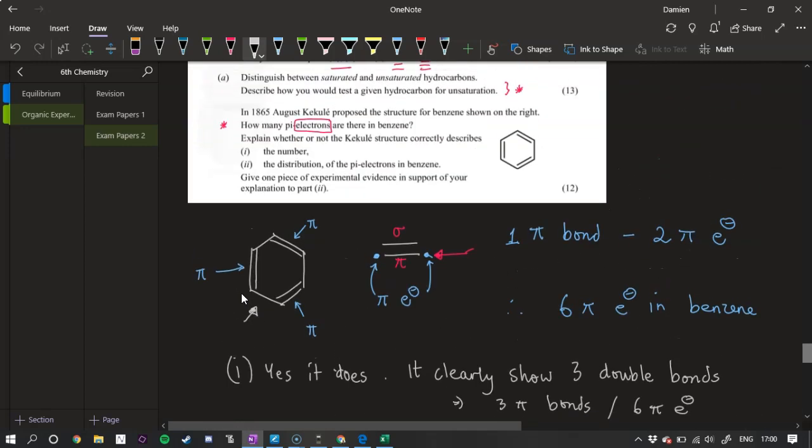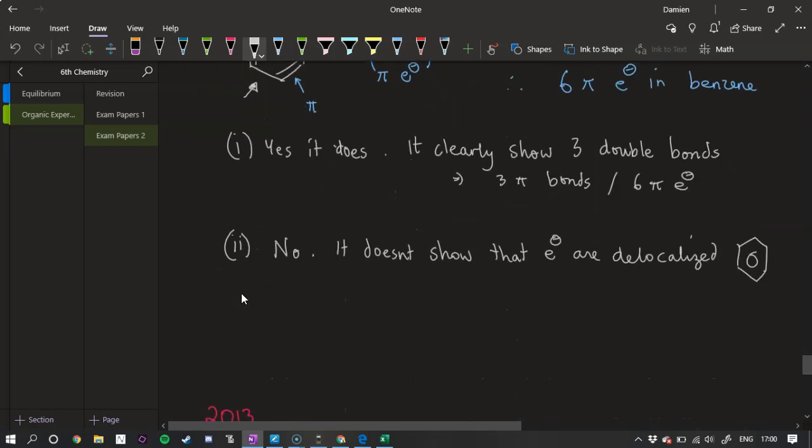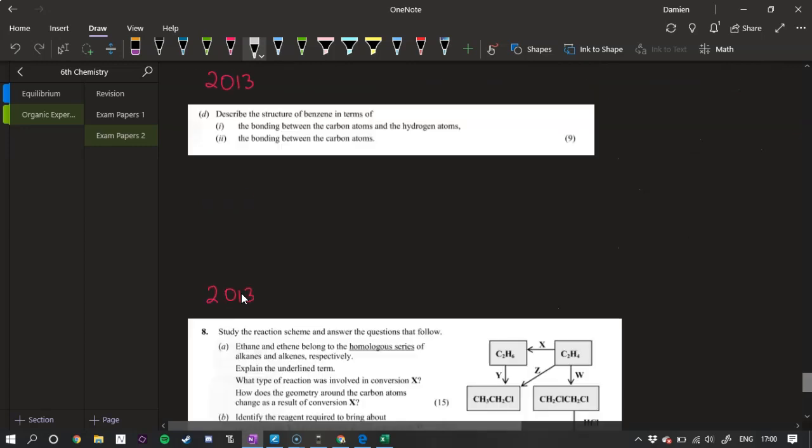Finally then in the last bit it says give one piece of experimental evidence in support of your explanation to part 2. So you've got to explain this using experimental evidence, and one of the things you could put in here is just that benzene is a very stable compound. It's not necessarily looking for a test. Benzene is a stable compound and it's relatively unreactive. So that's all you need for that. 2013. Describe the structure of benzene in terms of a few bits. So we'll have a look at this in the next video.